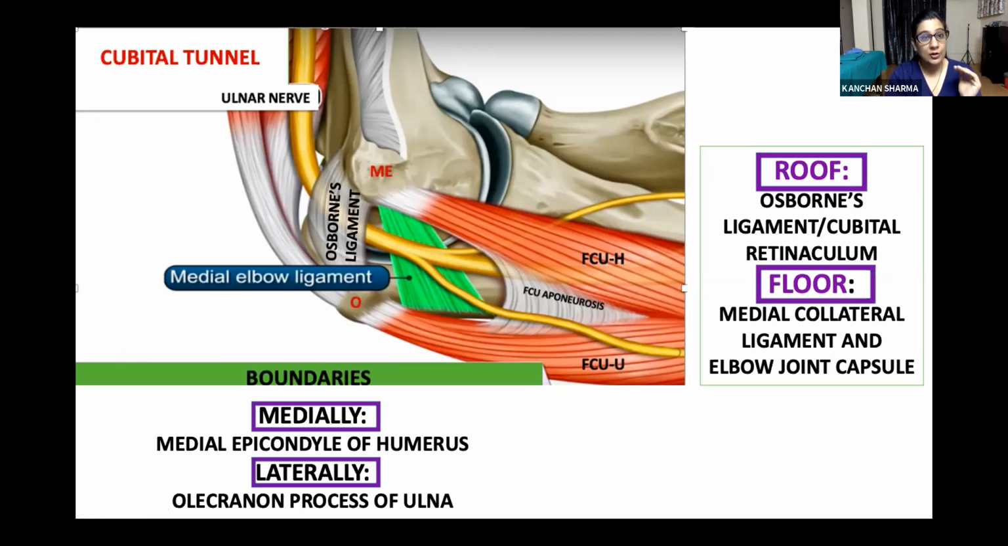Now, this floor is formed by the, as you must have learned again in the elbow, the medial collateral ligament, which has three bands. You have an anterior band, a posterior band, and a transverse band. We will not be able to see the transverse band with ultrasound. We will be able to see the anterior band and the posterior band. It is the posterior band which forms the floor of the cubital tunnel, and we will be able to see some portion of it when we are putting the probe and looking at the ulnar nerve.